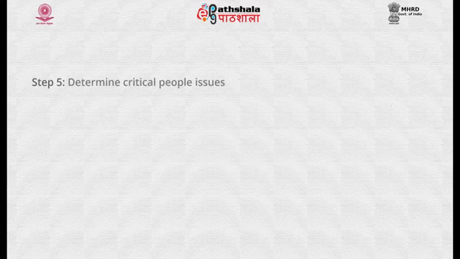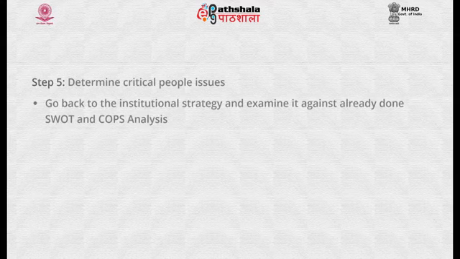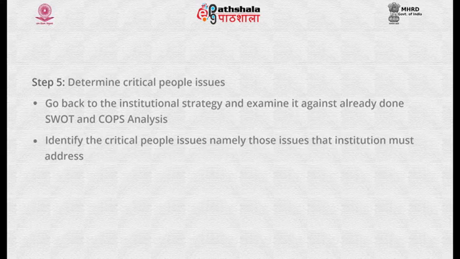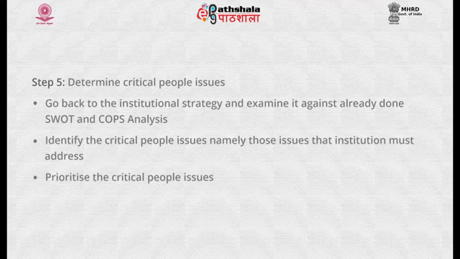Step 5. Determine critical people issues. How? Go back to the institution strategy and examine it against the already done SWOT and COPS analysis. Identify the critical people issues, namely those issues that the institution must address. Prioritize the critical people issues.